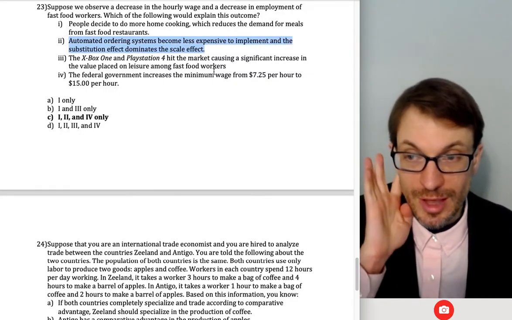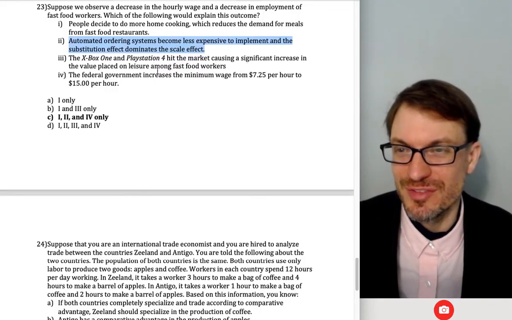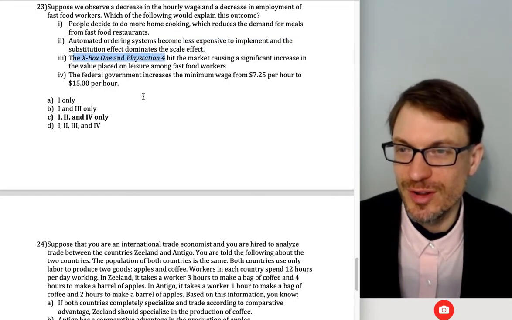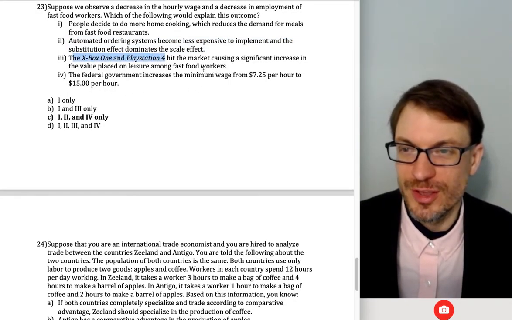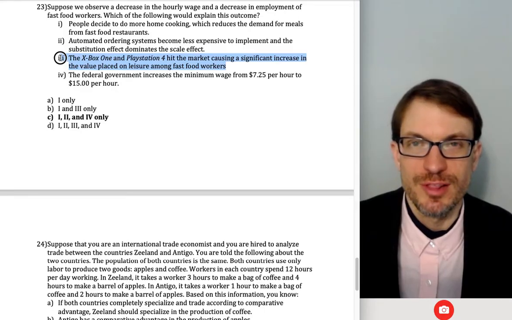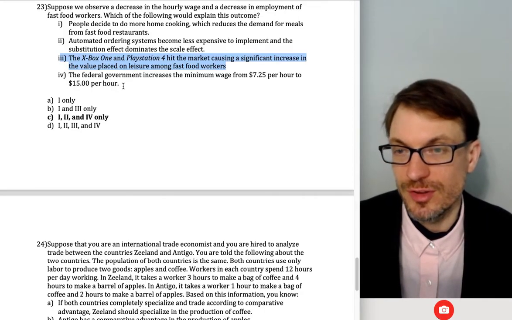Xbox X and PlayStation 5 hit the market, caused a significant increase in the value placed on leisure. Not now, because nobody can get these things because they're sold out, and sold out since like October. Anyway, so they hit the market, caused a significant increase in the value placed on leisure. This would cause a leftward shift in labor supply, right? That tends towards an increase in wage, though a decrease in quantity.